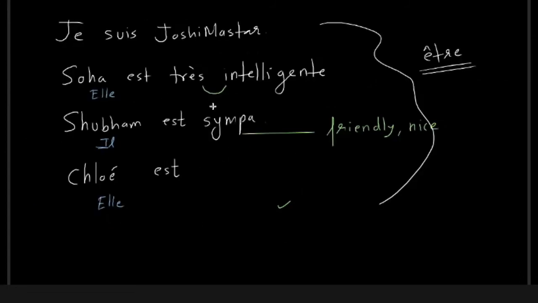So, je suis Zoshi master. Soha est très intelligente. Okay. Shubham est sympa. Chloé est française. Correct? What's the meaning of this sentence? Chloe is a French. Is French.